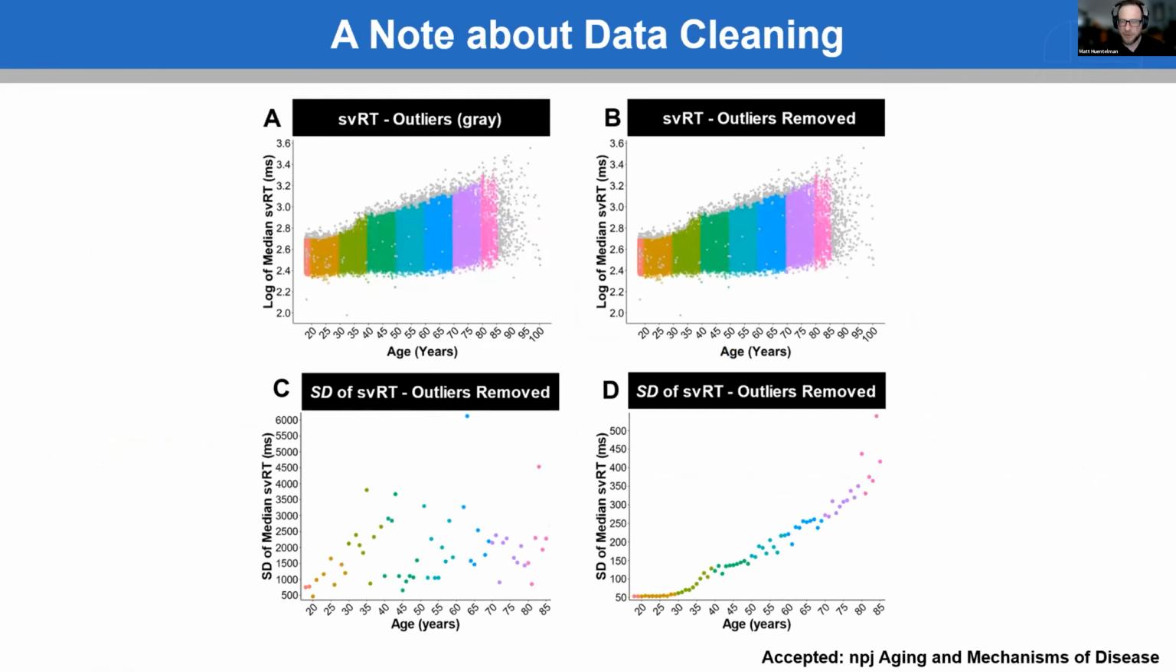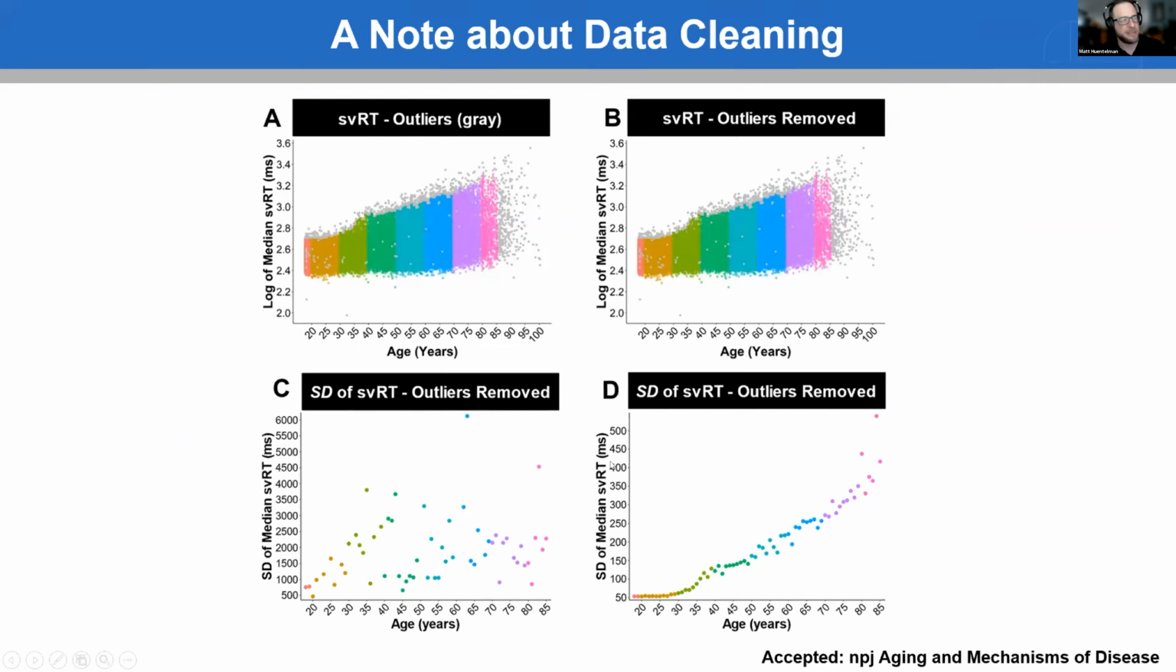Okay, so one thing we have to remember though is that this is the internet and you need to pay attention to data cleaning. And I'm showing you here as an example, I'm using the visual reaction time results to show you what happens when you do appropriate data cleaning. So on the left side, we're showing with the outliers intact, and on the right side, we're showing you with the outliers removed from the SVRT results.